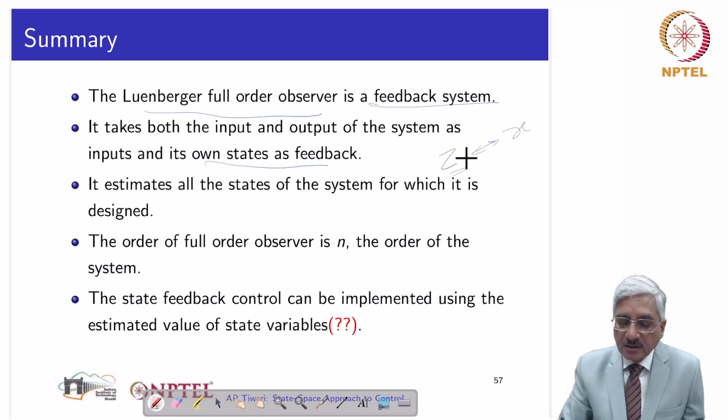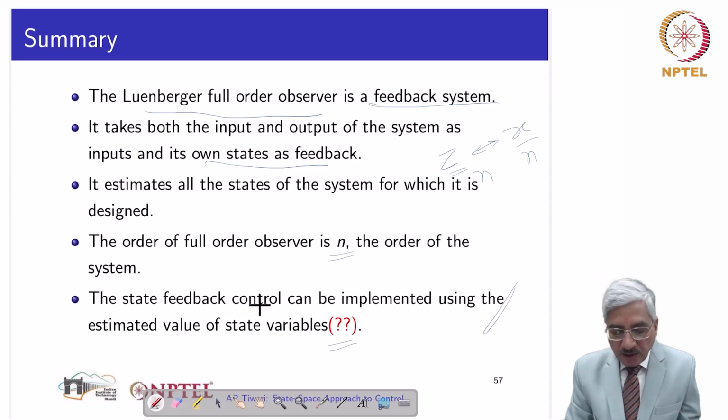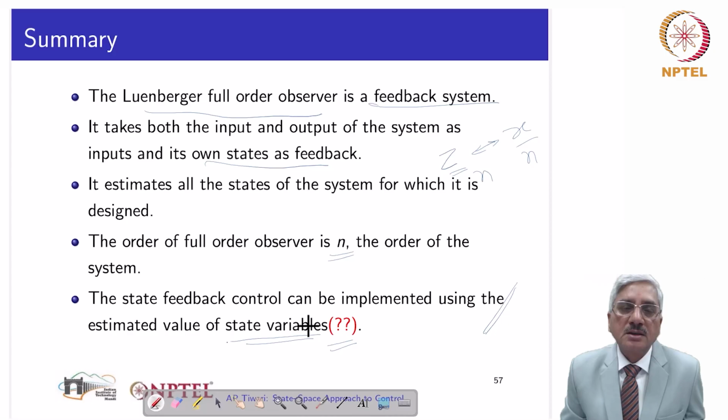So the number of observer states is n, the number of state variables is n. The order of the full order observer is the same as the order of the system. And I have put a question mark, but we will see that the state feedback control can be implemented using the estimated value of the state variables through the observer. Can be implemented. We will see while discussing the separation theorem.